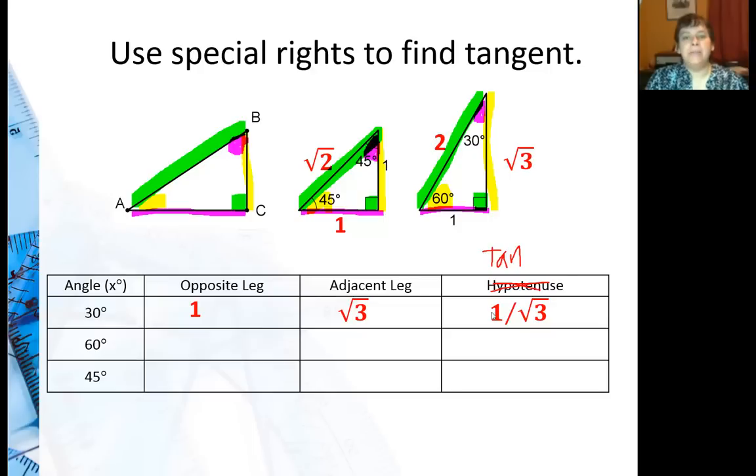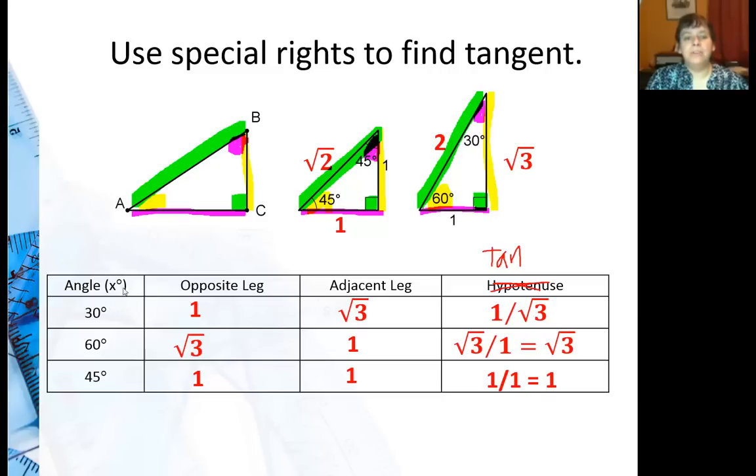Now I can go ahead and rationalize that denominator by multiplying by square root of 3 over square root of 3, which will give me square root of 3 over 3. All right, for the 60-degree angle, the opposite leg is square root of 3. The adjacent leg is 1. So that's square root of 3 over 1, which is pretty simple. That's just square root of 3. For the 45-degree angle, it's going to be 1 and 1, so it's 1 over 1. So tangent of 45 degrees is 1.